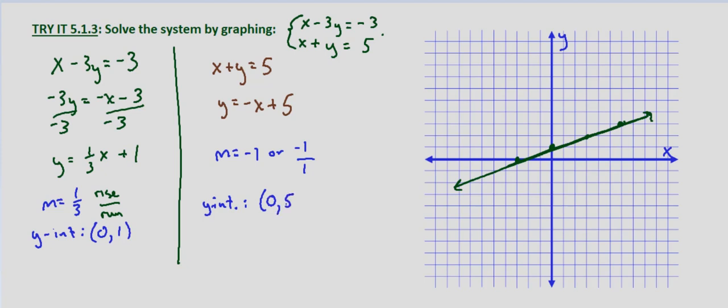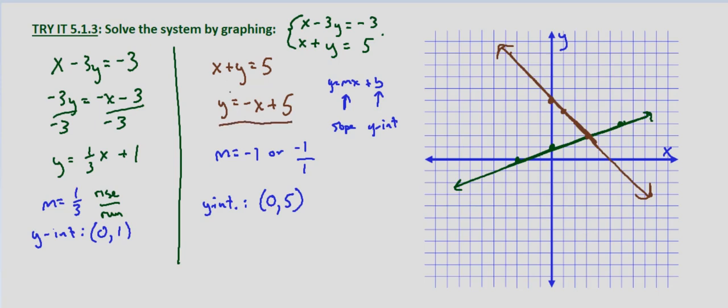is 0, 5. Again, that's because with y equals mx plus b, m is our slope, b is our y-intercept. So I go to the point 0, 5, and with a slope of negative 1, it's down 1 and right 1. So down 1, right 1, down 1, right 1, down 1, right 1. Then we connect the dots to form our line. That's the graph for the line y equals negative x plus 5, which is equivalent to x plus y equals 5, one of the equations in our system of equations.